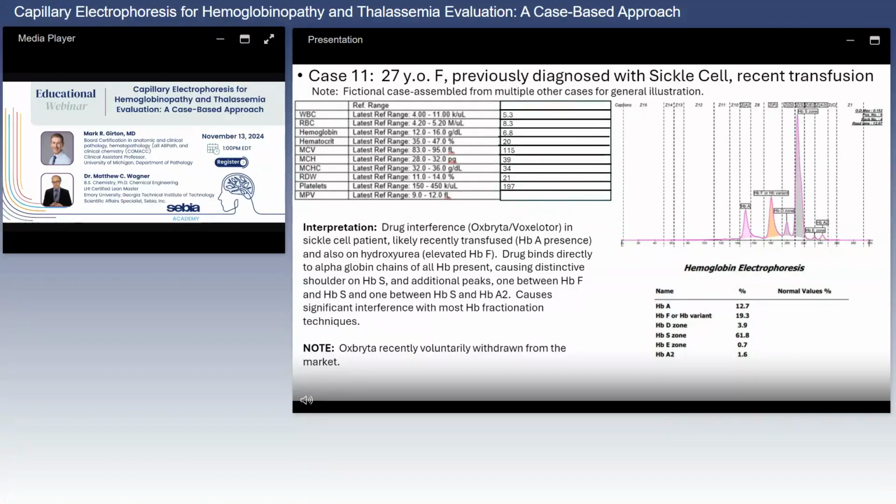However, the fact that this drug is physically interacting with and binding to the hemoglobins in the patient's blood means that we are seeing an interference. Small fractions of the blood with the Oxbryta bound to it are separating out in our electrophoregram because, of course, it has a different size and charge. This leads to the shoulder on the hemoglobin S and the 2 distinctive peaks between F and S and between S and A2.